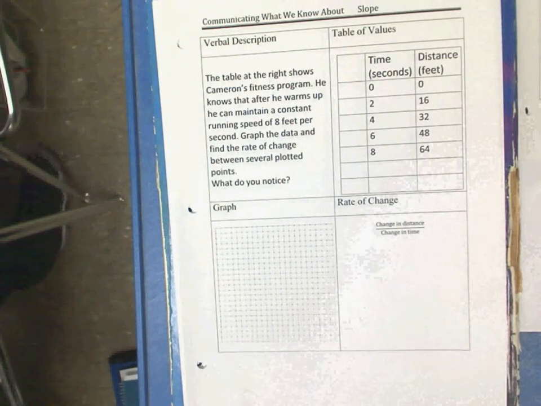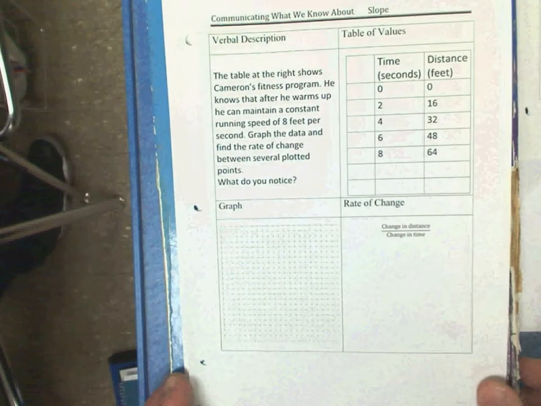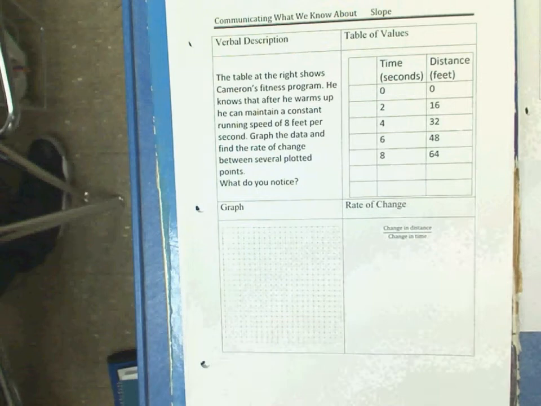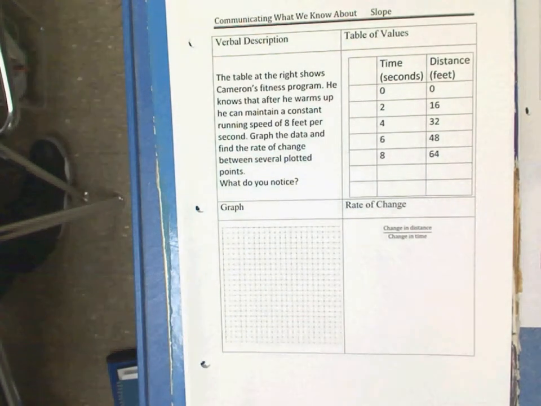Go ahead, Daniel. The table at the right shows Cameron's fitness program. He knows that after he warms up, he maintains a constant running speed of 8 feet per second. Graph the data and find the rate of change between several plotted points. What do you notice? Okay, so they've already given us all the information, right?